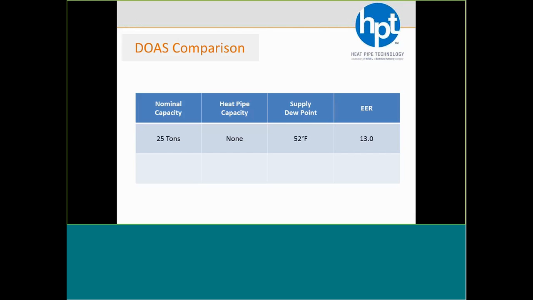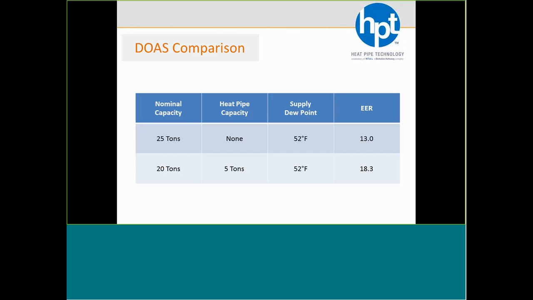So let's look at a quick example here. Here's a 25-ton DOAS unit, and if we didn't have a heat pipe on it, let's say this 25-ton unit is going to get down to a dew point of 52 degrees off the cooling coil. It's pretty common, and if anybody wants to see any of this supporting documentation afterwards, just let me know. I'll be happy to get you any of this stuff.